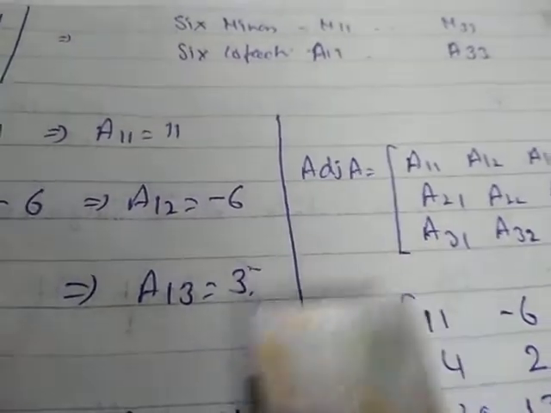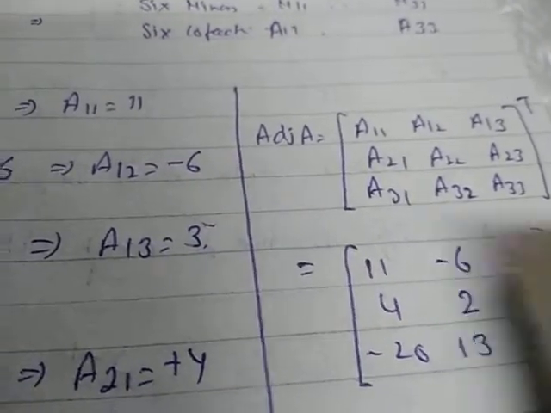If we need to find out the adjoint, take the transpose of the cofactors, A11, A12. Now check it out. A11 is 11, minus 6, 3. 11, minus 6, 3. 4, 2, minus 1. This is 2 and this is minus 20, 13, 5. And its transpose, that is 11, 4, minus 20, minus 6, 2, 13 and 3, minus 1, 5. This is your adjoint of a 3 by 3 matrix.